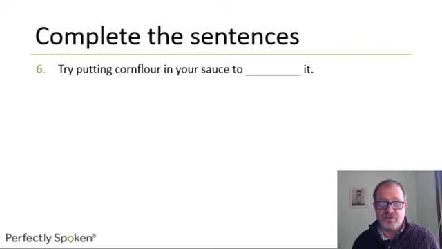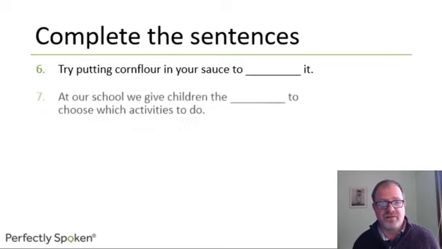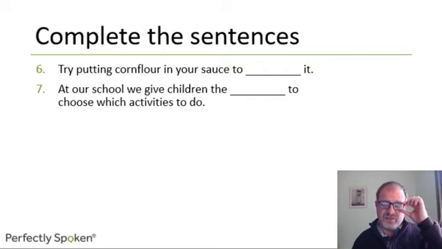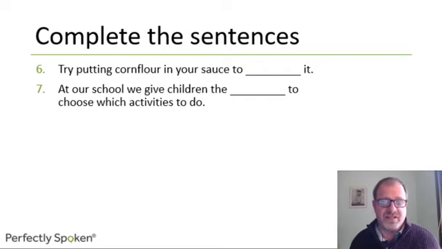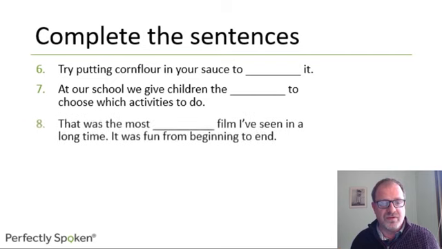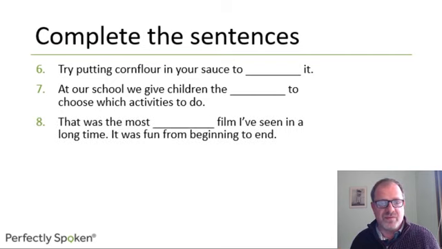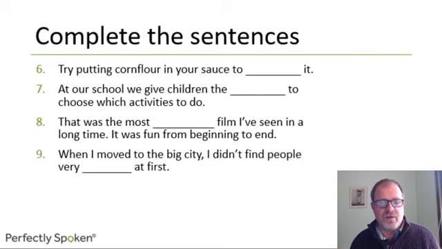Let's have a look at some more. Try putting corn flour in your sauce to something it. At our school, we give children the something to choose which activities to do. That was the most something film I've seen in a long time. It was fun from beginning to end. When I moved to the big city, I didn't find people very something at first.